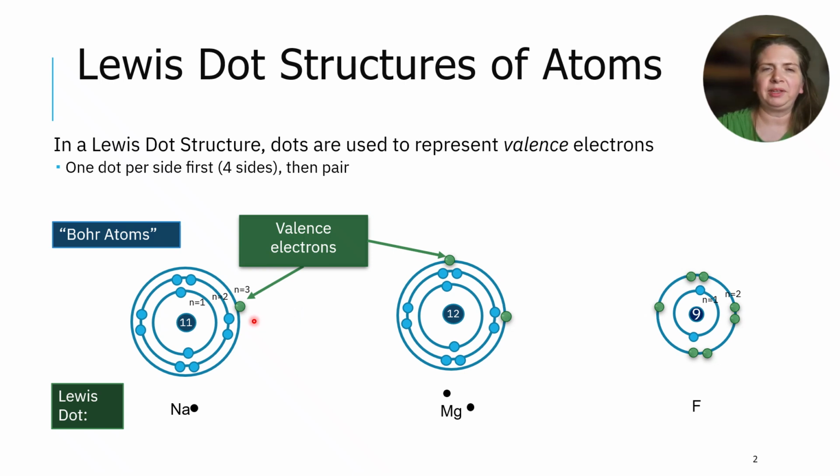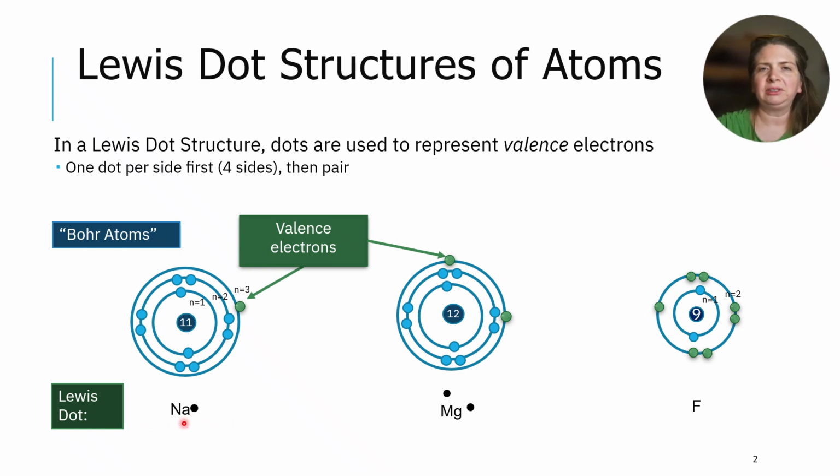Sodium has one valence electron, magnesium has two valence electrons, and fluorine has 7 valence electrons. Valence electrons are the electrons involved in chemical bonding. When forming compounds, Lewis dot symbols represent only the valence electrons as dots around the element symbol. They provide a quick way to visualize how atoms bond together.